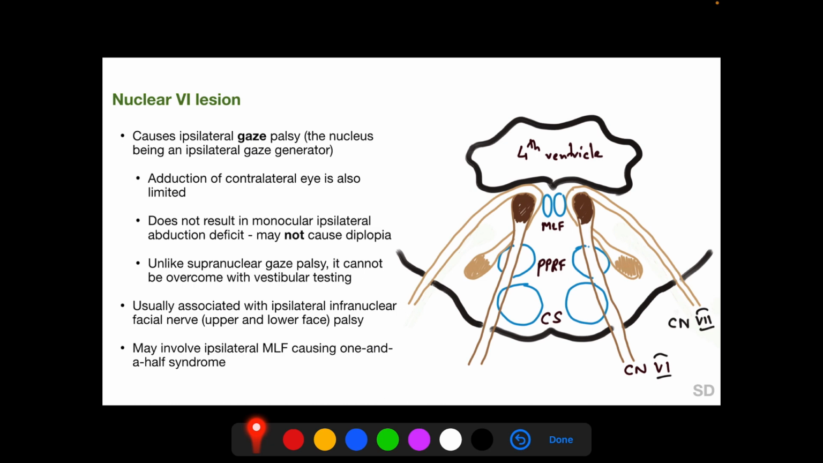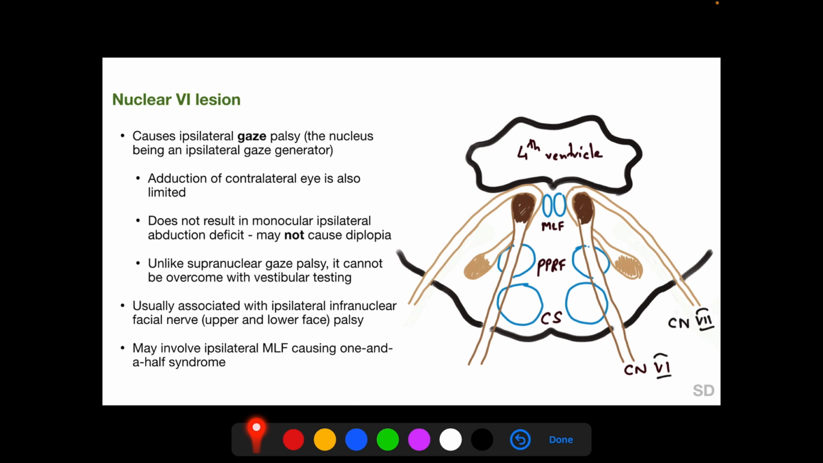This is in contrast to cranial nerve 3 and cranial nerve 4, which supply the respective muscles ipsilaterally only. Unlike supranuclear gaze palsy, a gaze palsy originating from a nuclear cranial nerve 6 lesion cannot be overcome with vestibular testing, which we'll come to in the presentation on supranuclear disorders of eye movement.